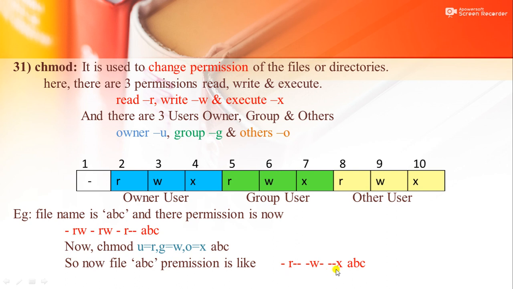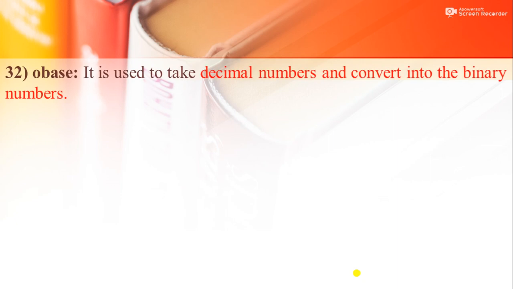That is, we have used minus minus x. Two minus, that is first minus for read and second minus for write, and third, that is x, that means execution, and then file name, that is ABC. Now next, that is O base. It is used to take a decimal number and convert into the binary number.